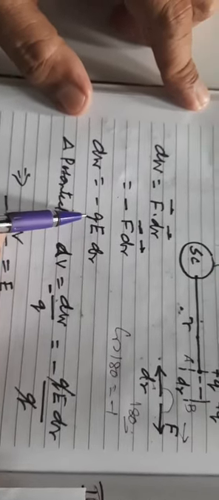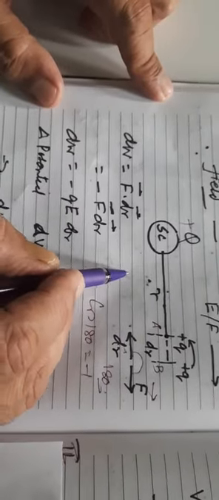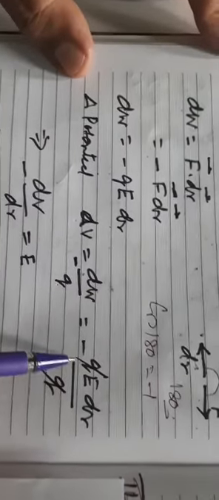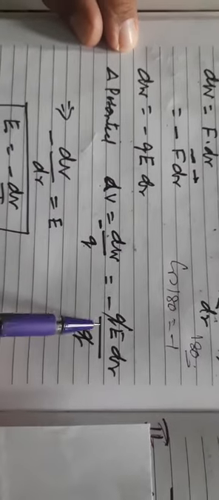As the angle is 180 degrees, cos 180 is minus 1, so dW is negative of F dr. Force is Q into E, where E is the electric field, so dW is minus Q E dr. Now the potential change dV equals dW by Q, since potential is the work done per test charge. Putting in the value of dW, Q and Q cancel, and ultimately dV equals minus E dr. So E equals minus dV by dr. That is a very, very important relation.